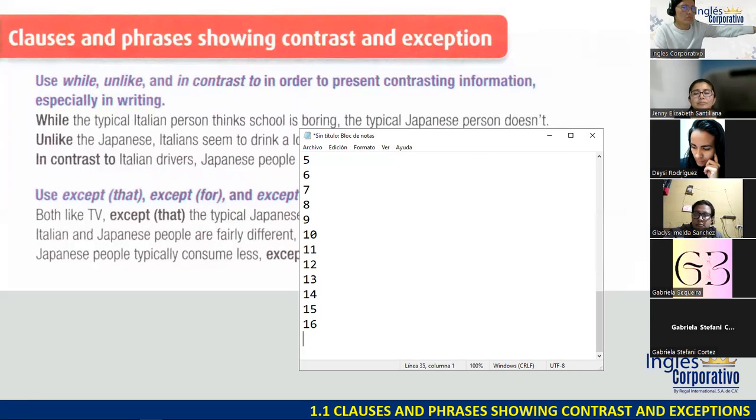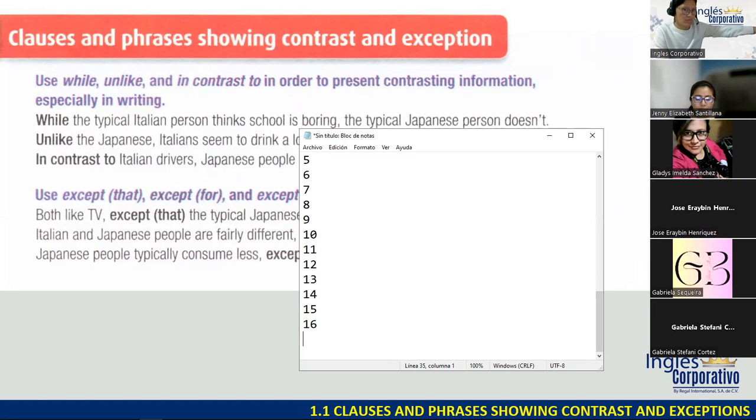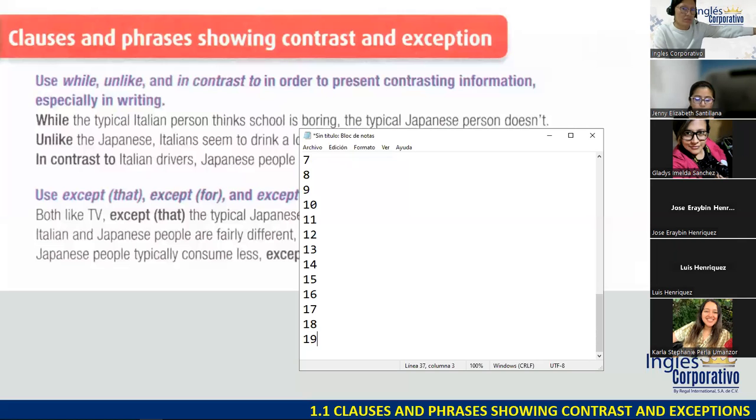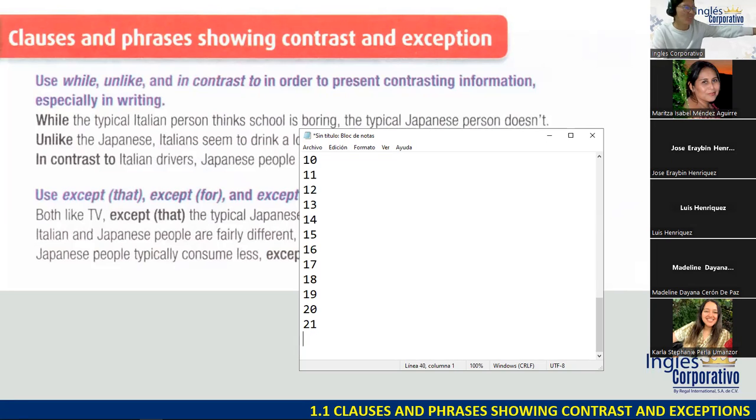José Eraivín Enríquez. Good evening, teacher. I'm here. Good evening. Thank you. Carla Stephanie Perlo Mansor. Hi, teacher. Present. Thank you so much. Luis Fernando Enríquez Herrera. Present, teacher. Thank you. Madeline Diana Cerón de Paz. Good evening, present. Good evening, thank you, Diana. Ah, no, sí, Madeline, Diana. 21, Maritza Isabel Méndez Aguirre. Good evening, present, teacher. Thank you. Melanie Andrea Trinidad Villanueva. Good evening, present. Good evening, thank you. Noemí Alicia Estrada de Valle.